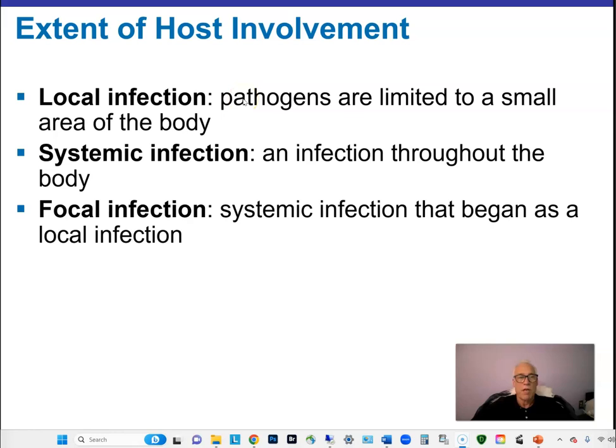You could have a local infection, an infection in some part of the body. If you get a cut in the skin, you might have an infection in your finger or something. You could have a systemic infection. You could have bacteria that have spread from a local infection throughout the body, a systemic infection. A focal infection started out as a local infection, became worse and worse until bacteria then spread from there throughout the body.